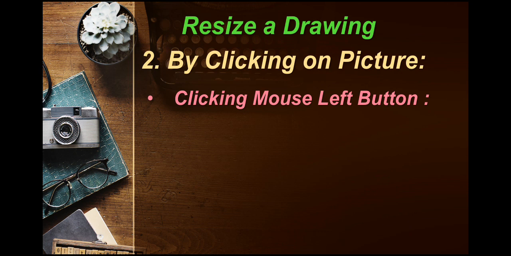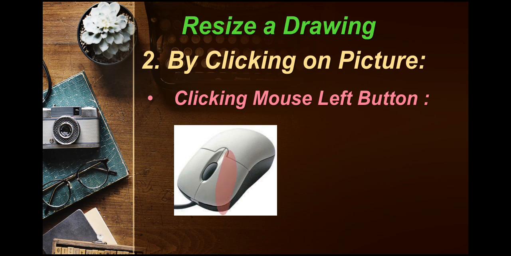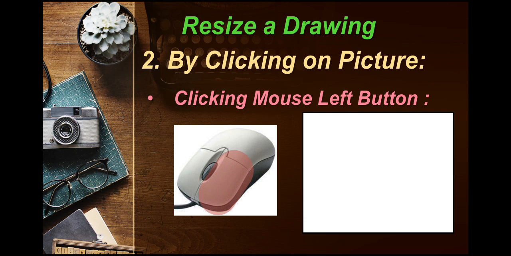Secondly, by clicking on the picture with the mouse left button, our image will be selected like this. For example, this is our image. I am giving you a blank image, and we can move our image in the diagonal direction.